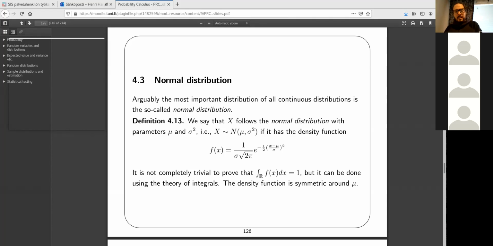Of course, it's not exactly equal. It's not completely trivial to show that when we take this as a density function, its integral over the real numbers is 1, but it can be done using the theory of integrals. I'm not going to go there. It's completely symmetric around mu.